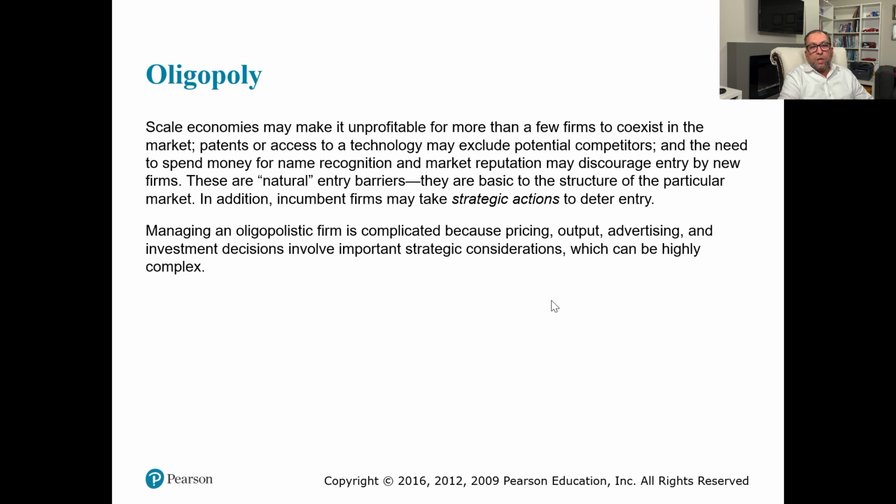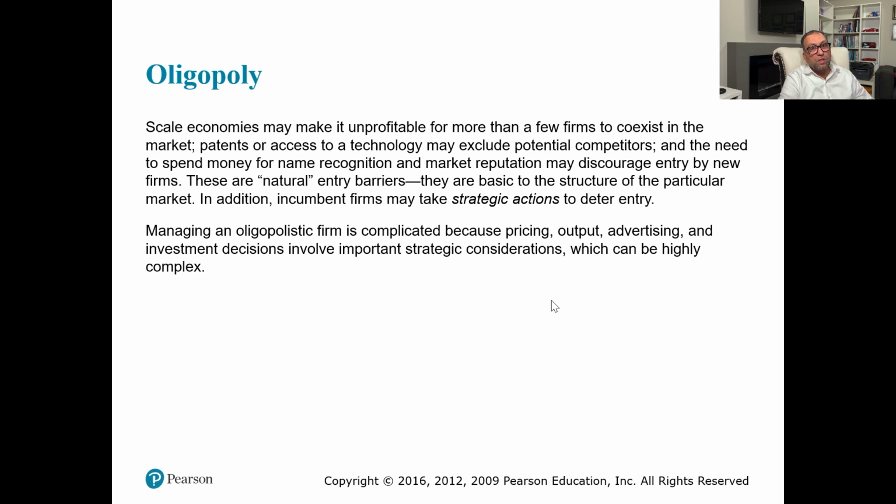Managing an oligopolistic firm is complicated. Now, what's the difference between an oligopoly and monopolistic competition? In an oligopoly, because there are very few players in the market, the action of one player is very important for the other players, or it creates an effect. The action of one player in that market has a very significant impact on the other players. It is complicated because pricing, like setting a price by one competitor, affects the others. Quantity, output, advertising and investment decisions all involve important strategic considerations, which can be highly complex. So in this particular type of market, the firms have to think strategically.